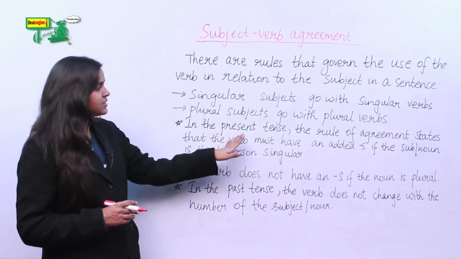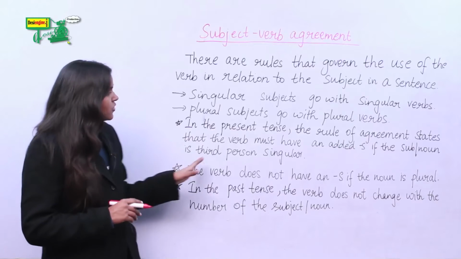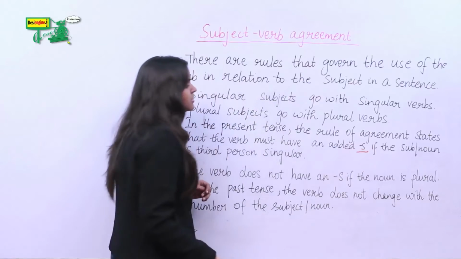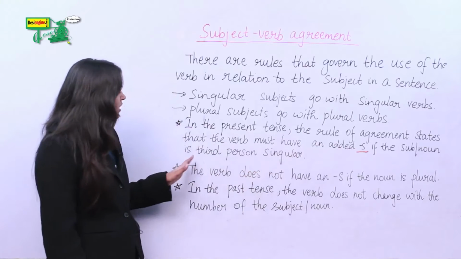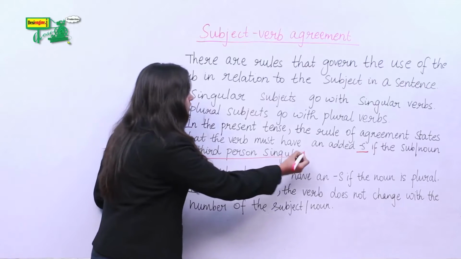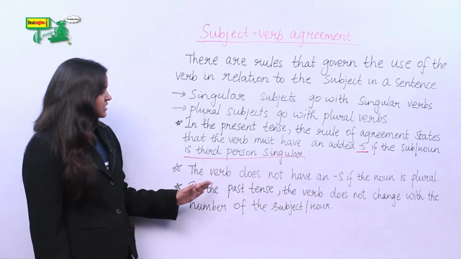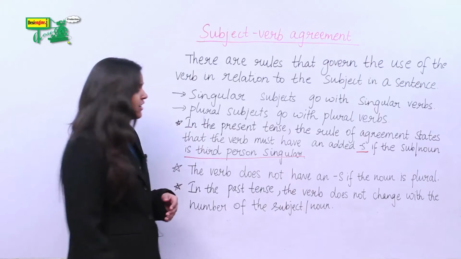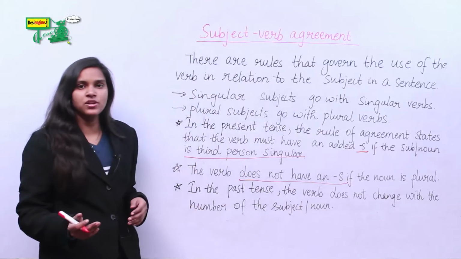In the present tense, the rule of agreement states that the verb must end with s if the subject or noun is third person singular. The next rule says that in the present tense, the verb does not have an s if the noun is plural.